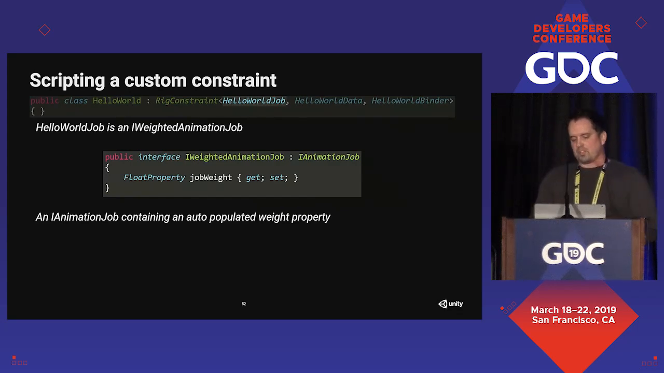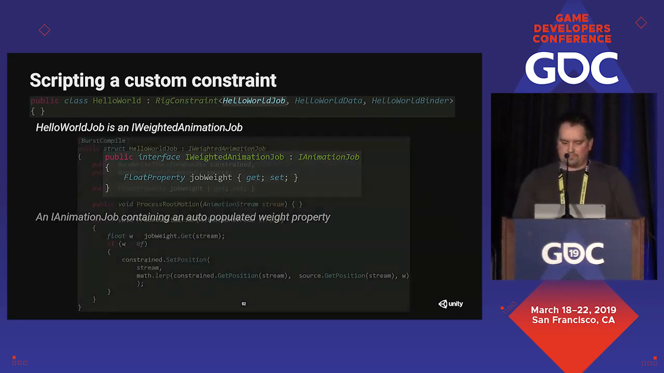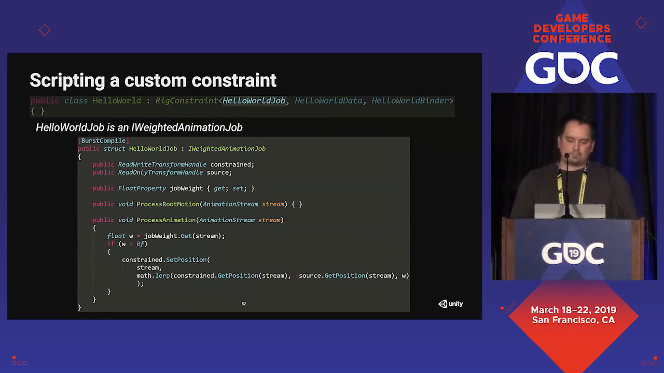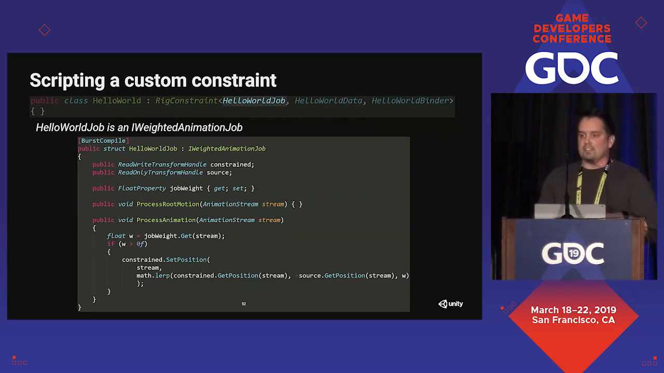Here's what the hello world job code looks like. So using the constrained and source object handles, we apply the negated position of the source to the constrained object and use the job weight value to linearly interpolate the final result. And just like any other Unity job, we can further optimize its execution using Burst.